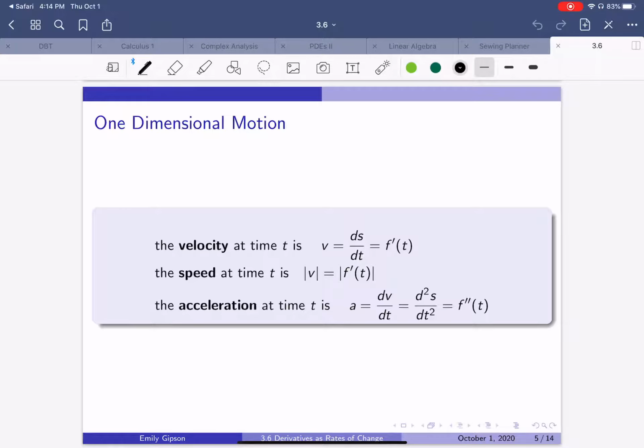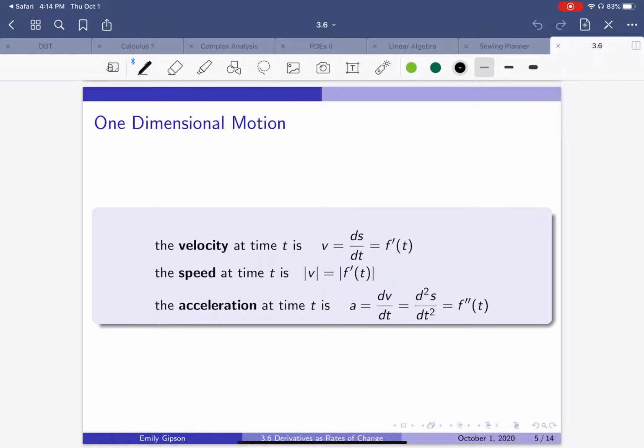Now, here's the relationship between velocity, speed, and acceleration. The velocity at a time t is v equals ds over dt, or f prime of t, while the speed is the absolute value of velocity. And we remember the absolute value, we drop any negative signs. So what we learn with speed is how fast you were going, but not necessarily what direction you were traveling in. If I say west is negative and east is positive, and you were traveling 90 miles an hour west, then I would only know that you're traveling 90 miles an hour. I wouldn't know if you were traveling west or east if you just gave me the speed.